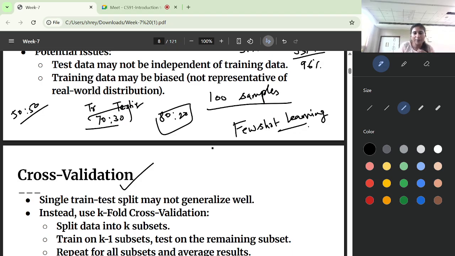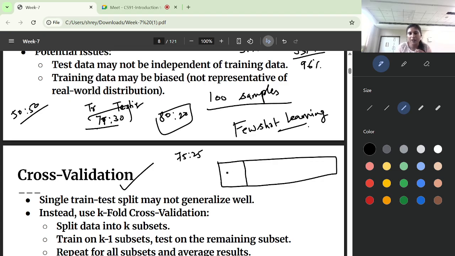How much is k? For example, let's say my data distribution is 75 to 25. It's for you to understand easily. Let's say this is your data. So this 25% is testing. The rest of the data is training. So I have divided the data into 4 equal parts. One portion is kept for testing and the other portions are for training. It's good. It's the first split.